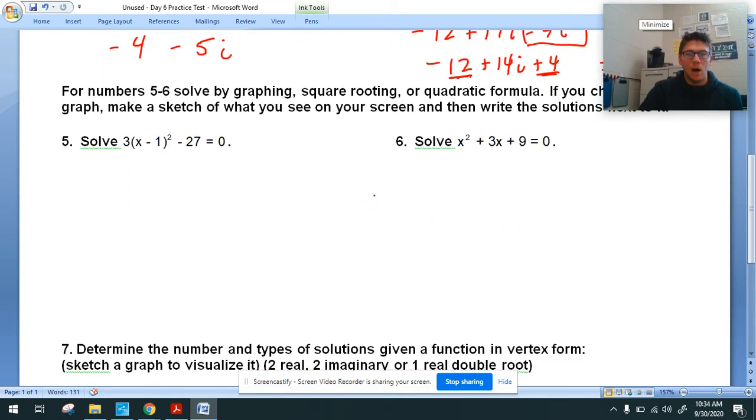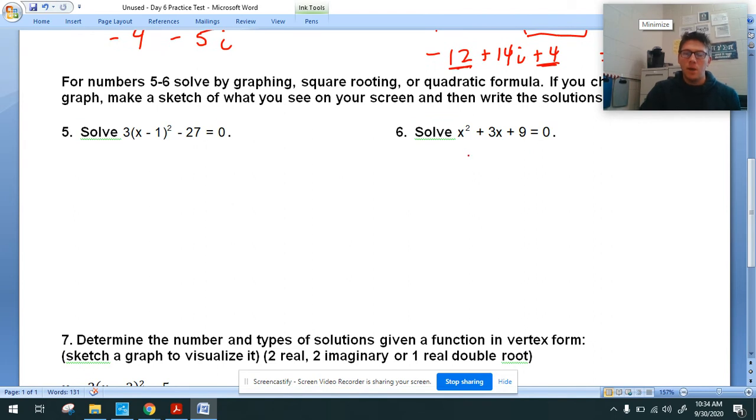Last two here. These are saying, let's just try to solve them using any of the techniques we've learned so far. Square rooting, graphing, which is just using our graphical approach of x-intercepts, or the quadratic formula, and/or factoring we could do as well. But let's see what we have here.